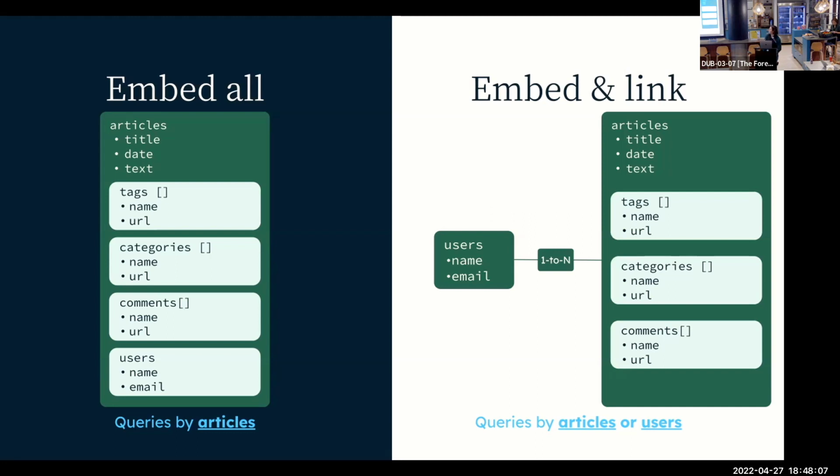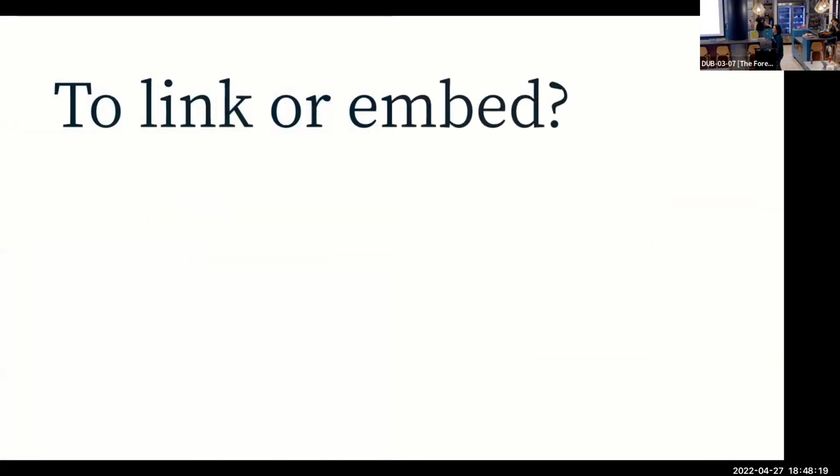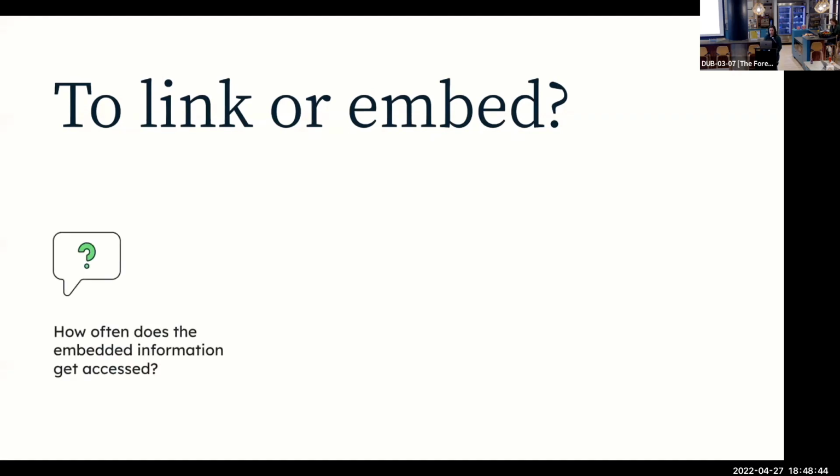To be fair, in reality I would see different use cases, with queries by articles or queries by users and articles. So after understanding the workloads and our queries, and knowing the top operations that we're going to do, we always need to make this decision between linking or embedding. And it's not one formula for all. Different types of objects and different types of data access will mean different things. So you need to ask these questions. How often does the embedded information get accessed? If we go back to the author and the book, if most of the time when I'm trying to get book information I always want to know the author, then it makes sense to embed it.